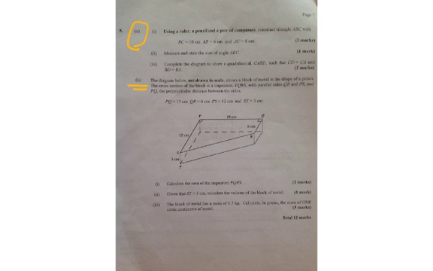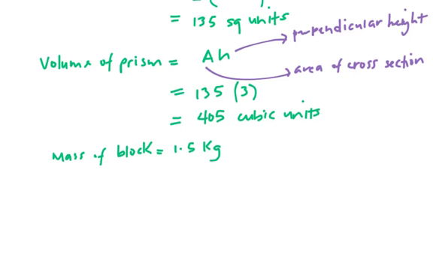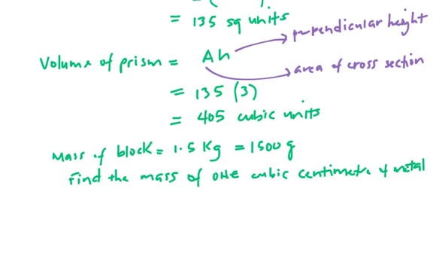Part 3 says a block of metal has a mass of 1.5 kilograms. Calculate in grams the mass of 1 cubic centimeter of metal. So we're given the mass of the block is 1.5 kilograms, which is the same thing as 1500 grams. And we're being asked to find the mass of 1 cubic centimeter of metal. Now we know that the volume of our metal that we just found is 405 cubic centimeters. And that corresponds to the mass of the block, which is 1500 grams.